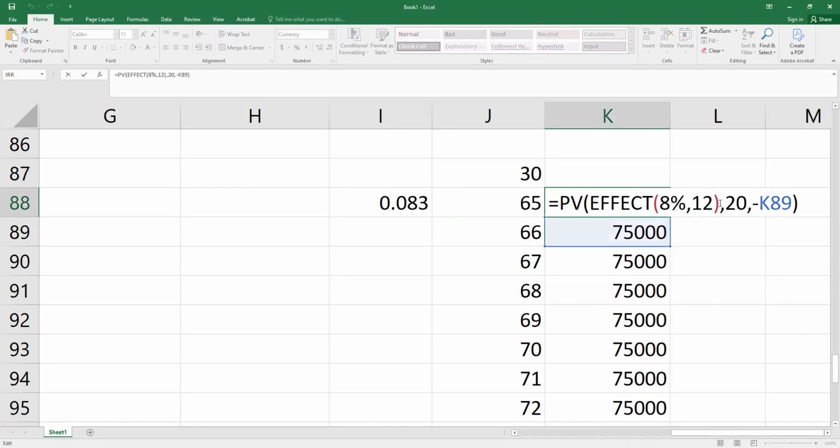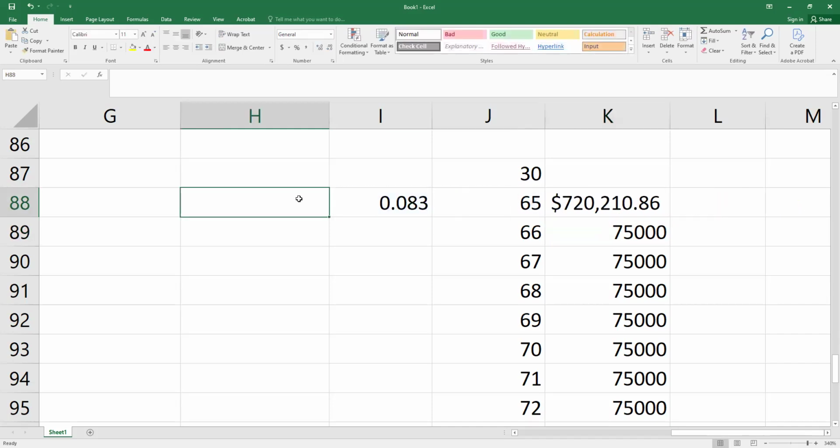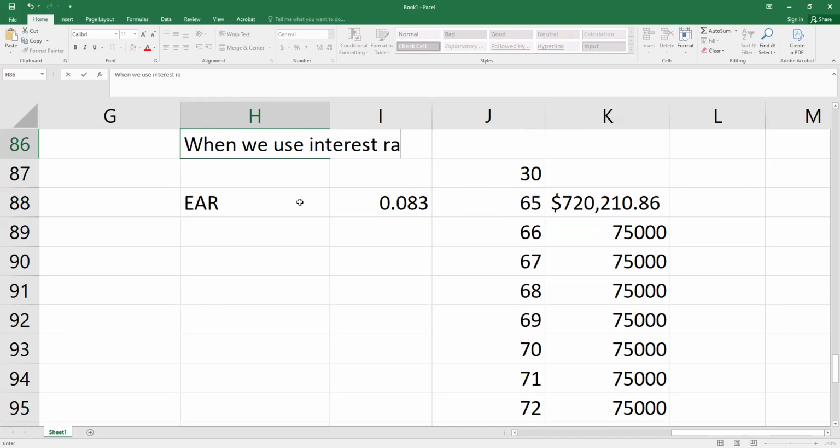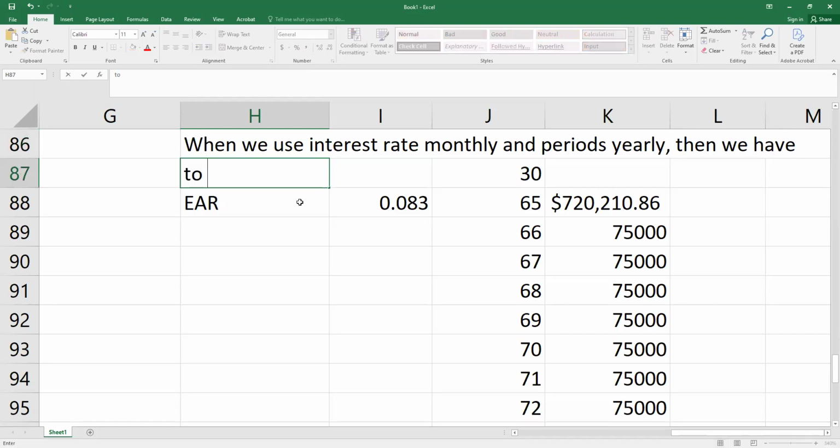Okay. I'll just use this. When we use interest rate monthly and periods yearly, then we have to use effective annual rate, which is greater than APR.